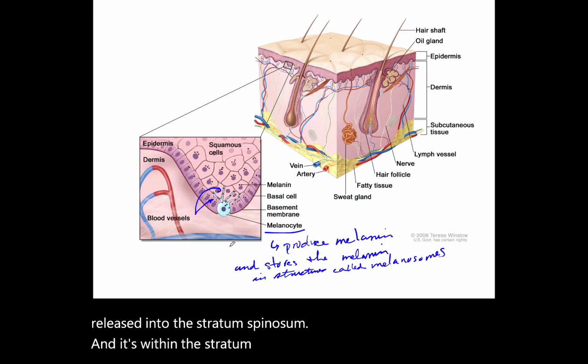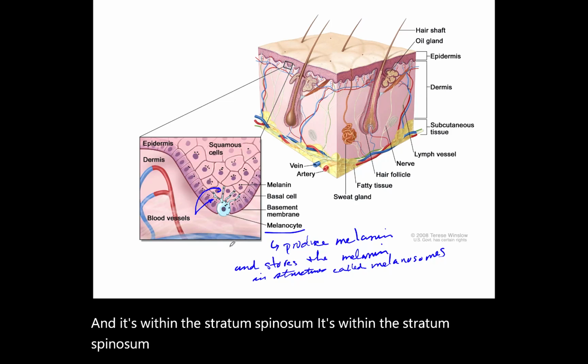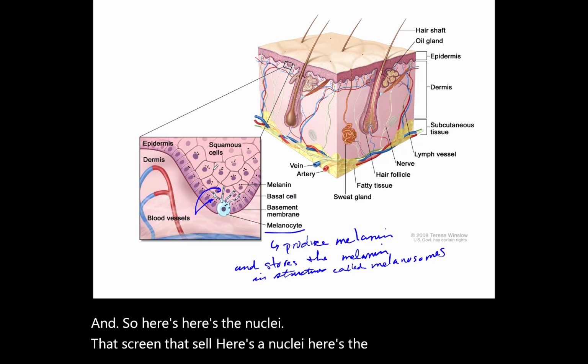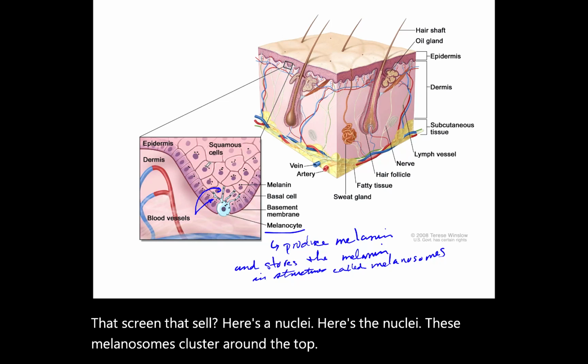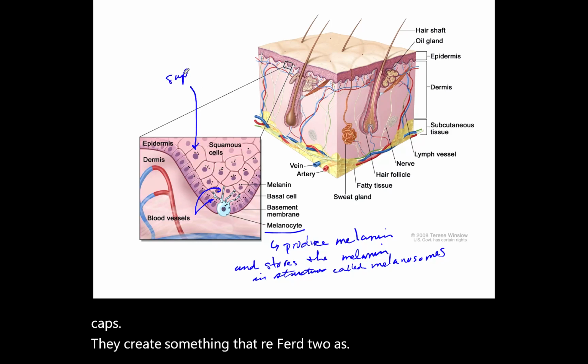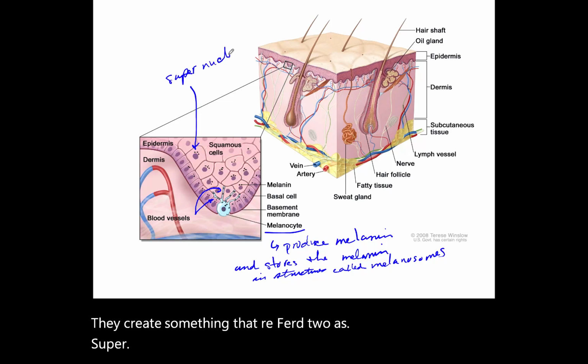It's within the stratum spinosum where these melanosomes cluster around the nuclei. And so here's the nuclei of that squamous cell. Here's the nuclei, here's the nuclei. These melanosomes cluster around the top of the nuclei, and they form what we refer to as supernuclear caps. Right, around the nuclei.